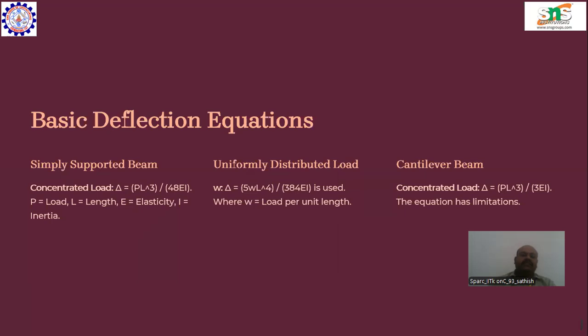And the basic deflection equations for simply supported beam, we have PL cubed by 48 EI, where P is load and L is length and E is elasticity and I is moment of inertia. So likewise, we have the formula for uniformly distributed load, cantilever beam.